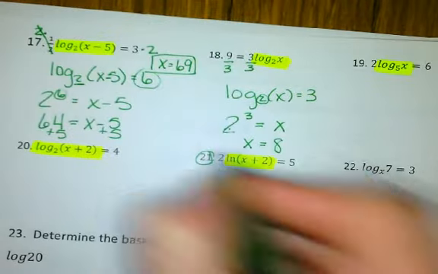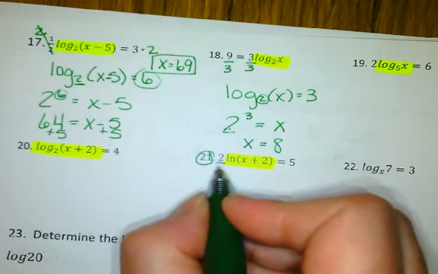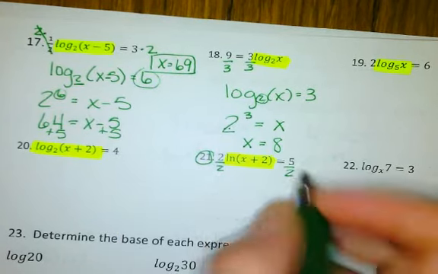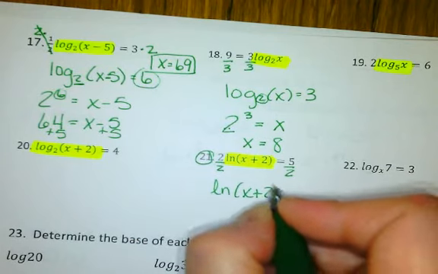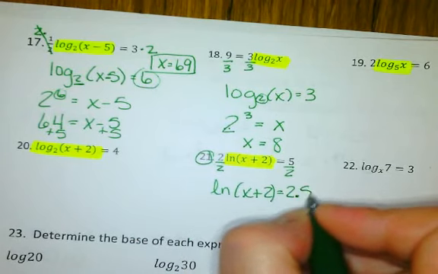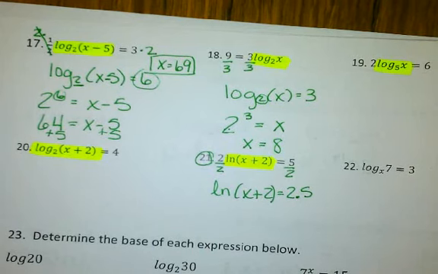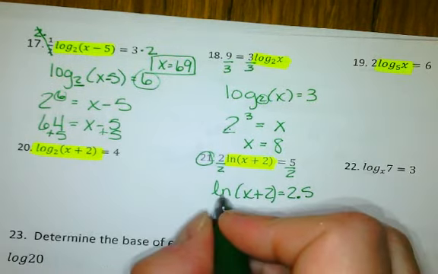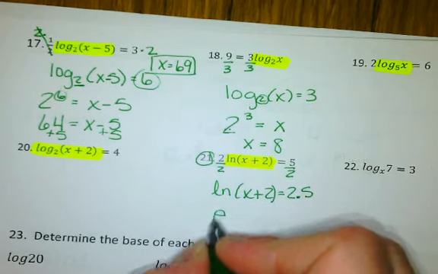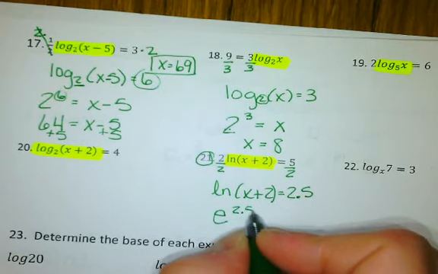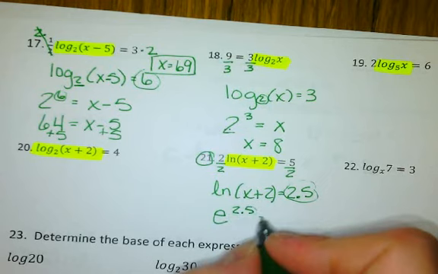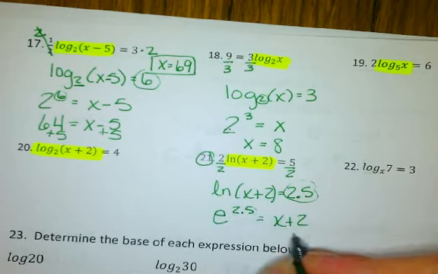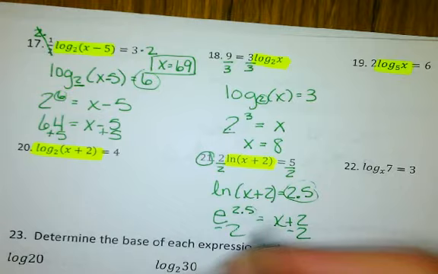Okay, look at 21. Again, I got to get rid of that 2, so I'm going to divide by 2. So I have ln of x plus 2 equals, I'll say that's 2.5. Alright, so now I can do the base stays the base and the others switch place. So the base for this is e. So e to the power of 2.5, because again, all logs equal the exponent, equals x plus 2. Then I'm going to subtract 2 and subtract 2.